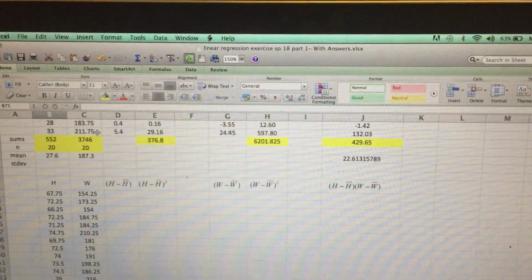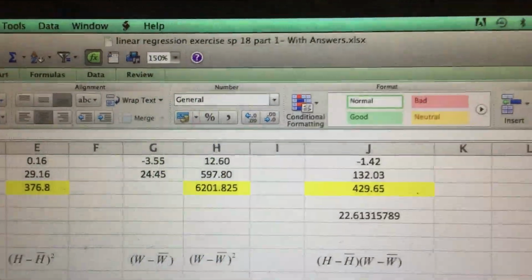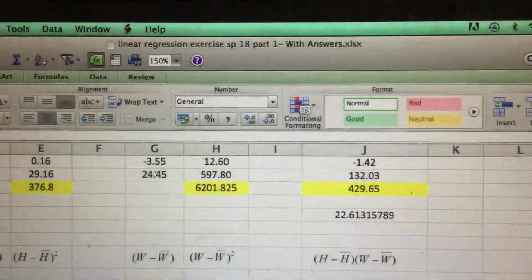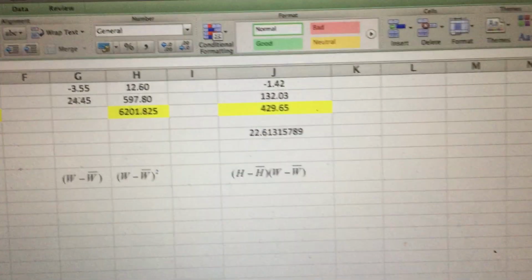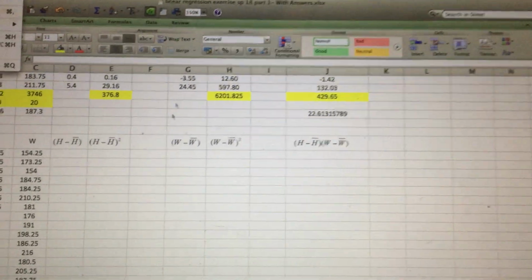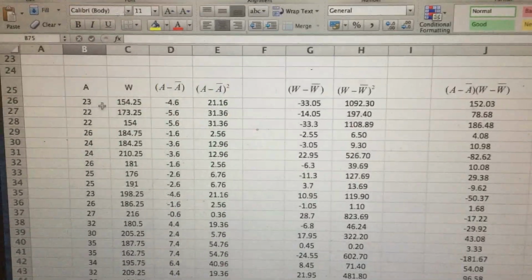Okay, again, we're in Math 115. We are going to be working on part 2 for the linear regression exercise SP18 part 1. We're going to be working on the paperwork this time. For the first video, I didn't even work on the other parts.